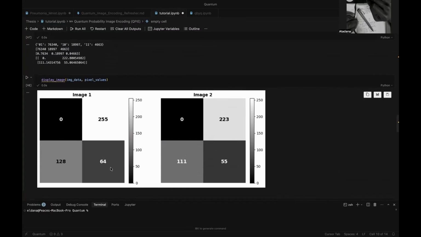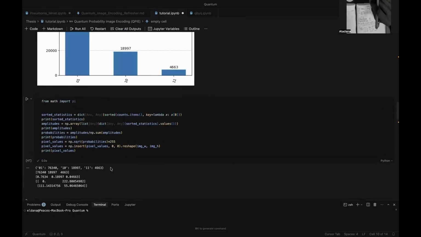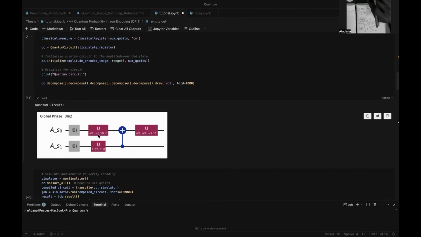So that's it for this video, how to encode an image using quantum amplitude encoding. I would include the link to this particular method, how they found the unitaries.